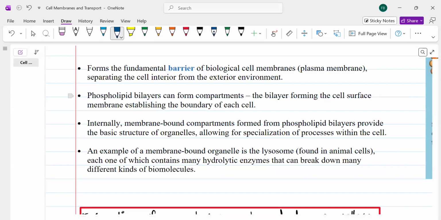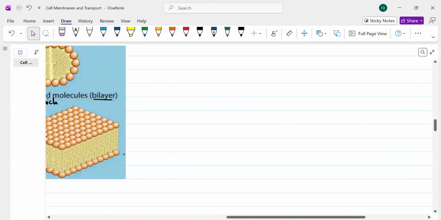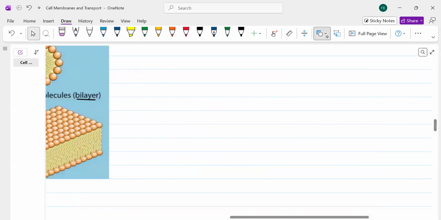Then the phospholipid bilayer can form compartments. The bilayer forming the cell surface membrane establishes the boundary of each cell. Okay, this is very important. Now, what they're saying is that whenever you have different things in the cell.